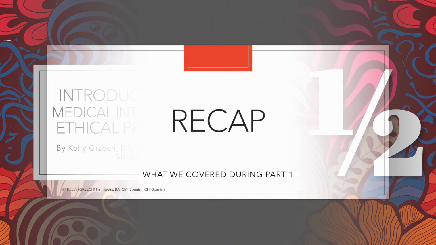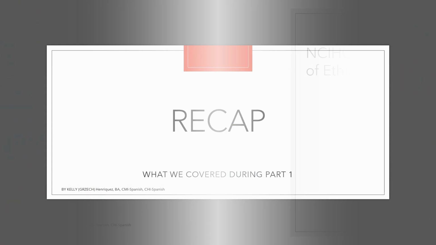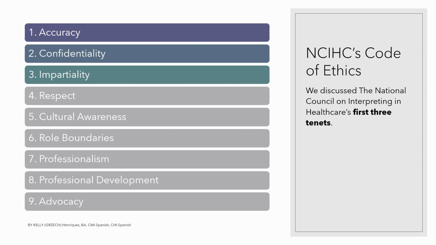So first, in terms of a recap of what was covered during Part 1, the 3 ethical principles that we discussed were accuracy, confidentiality, and impartiality. So accuracy is all about being accurate, right? Interpreting everything accurately and completely, staying true to the message, and making sure to interpret the spirit of the message.